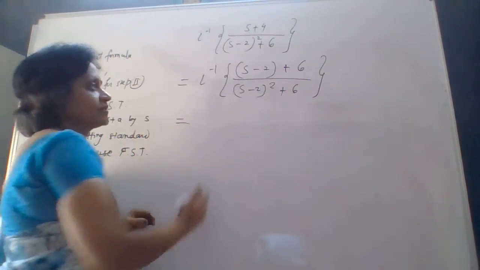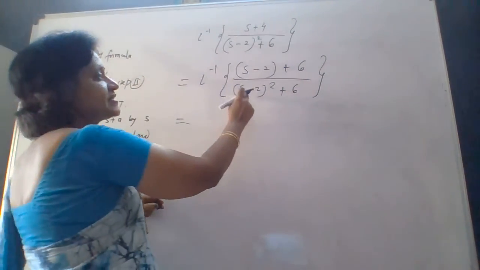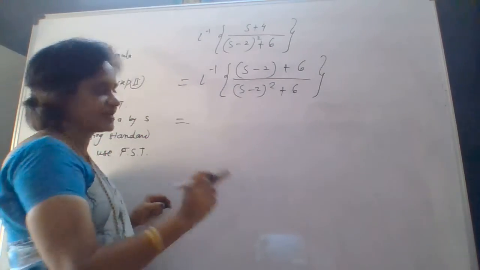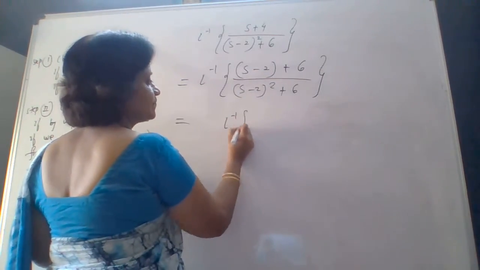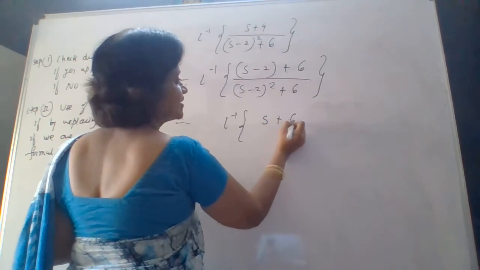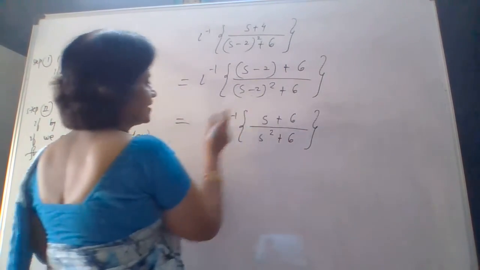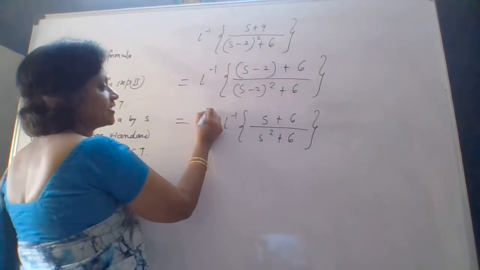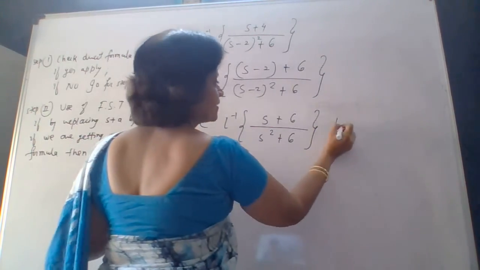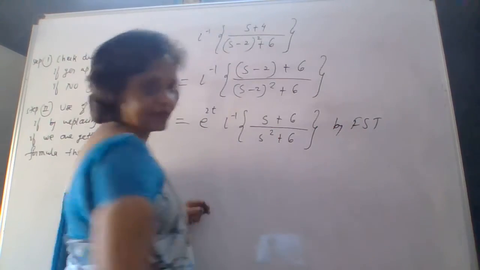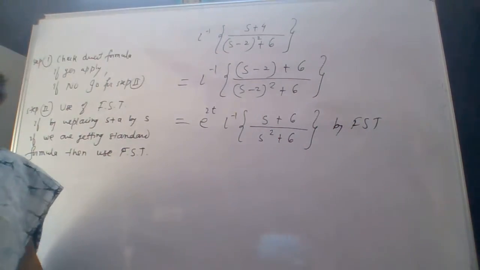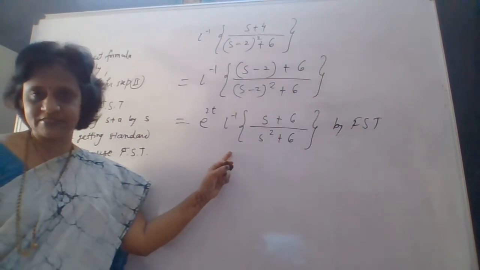And now the moment we are replacing s minus 2 by s, please see here, we can't simply replace. When I am replacing this by s, outside I have to write e raised to 2t by first shift theorem. Now don't just memorize this. I will explain to you how I got this.